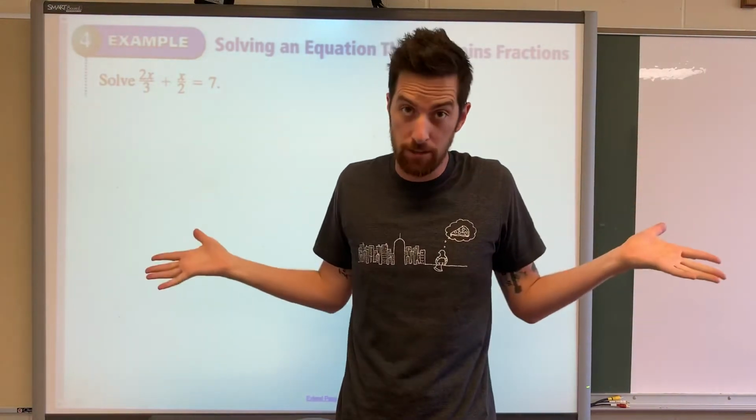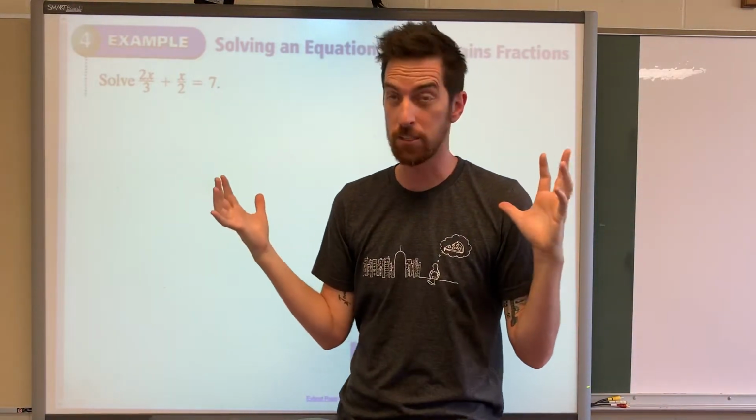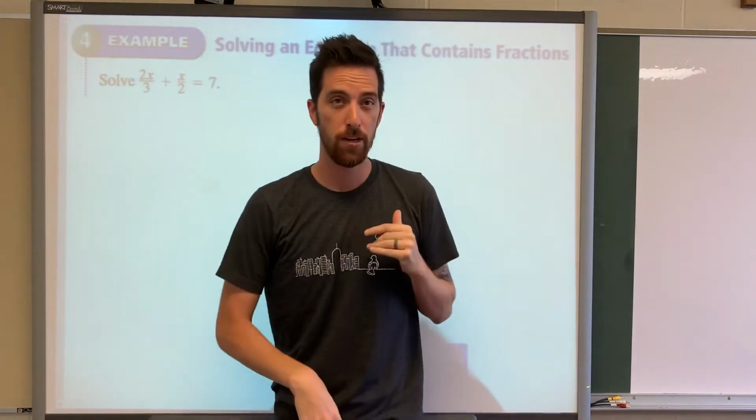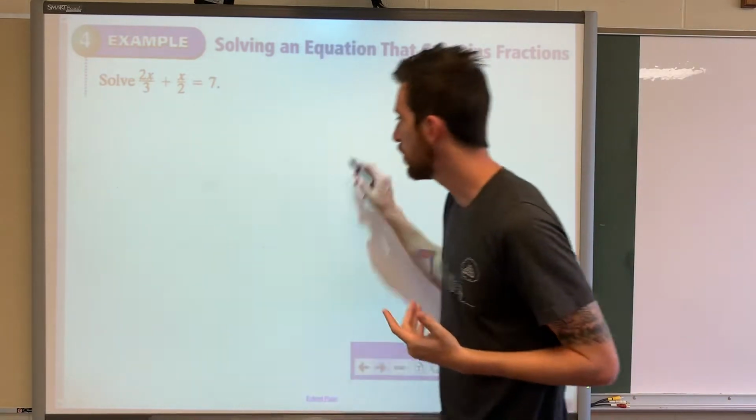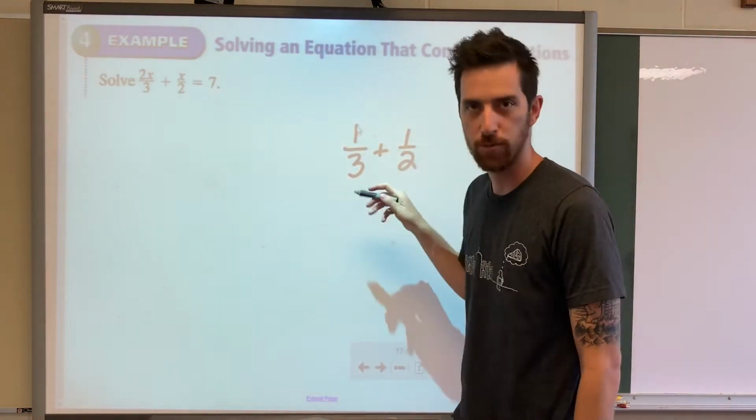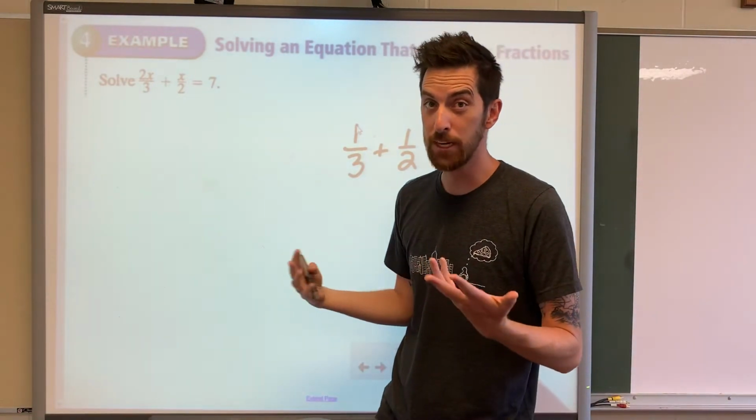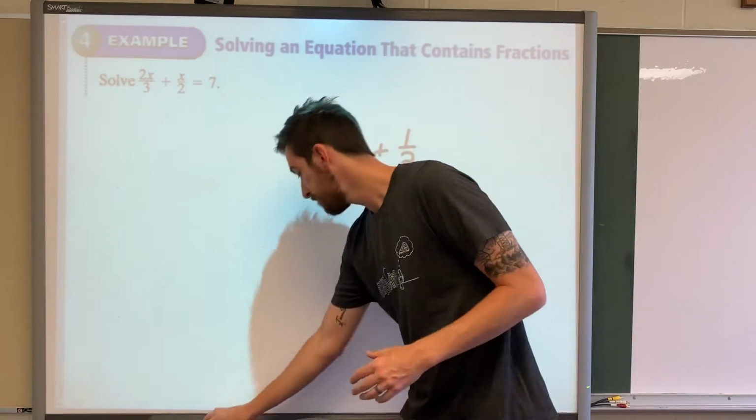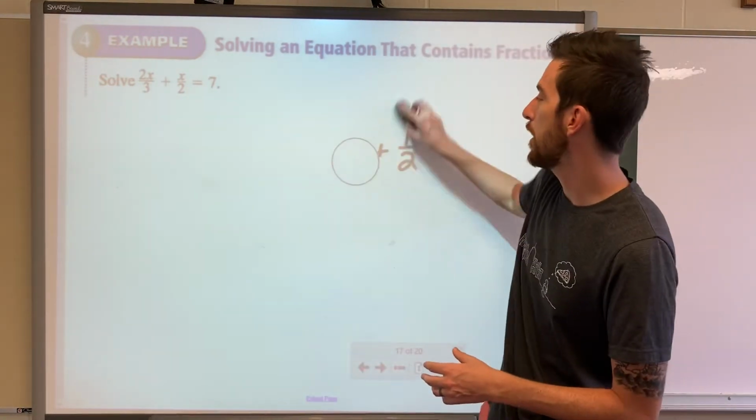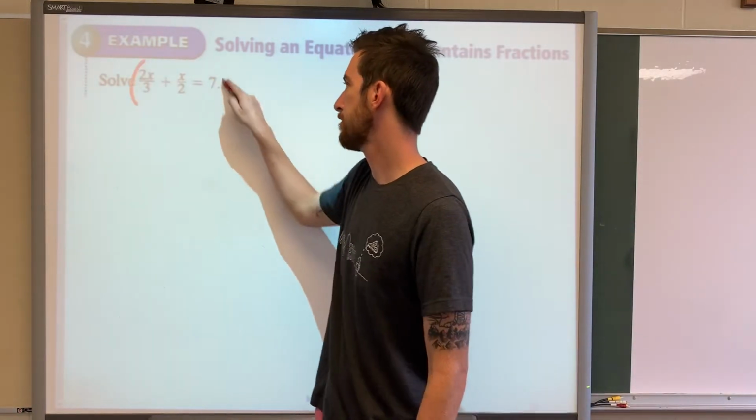So to clear out all fractions, you just need to multiply everything in the equation by a common denominator. Look at 3 and 2. If I had the fractions 1/3 plus 1/2, you would have to get a common denominator. And what would that common denominator be? It'd be 6. So we are going to multiply the whole equation by 6.